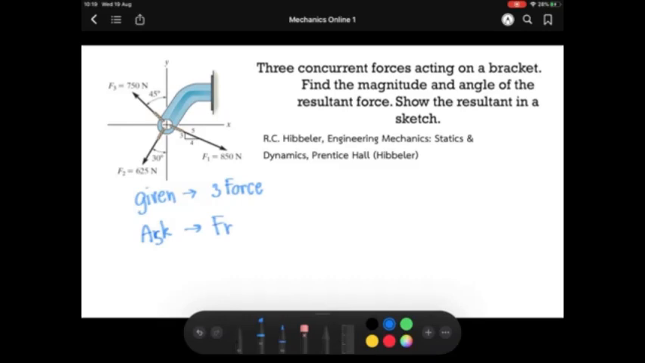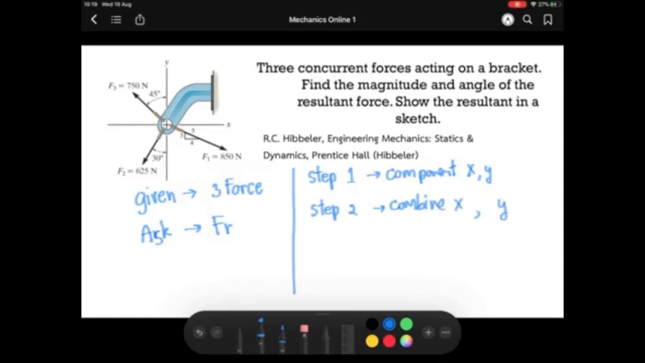So this is the basic concept of vectors. We have three steps as I told you before. The first one, we find the components of each vector in the x and y axes. And then step 2, we combine the components of x and then y. And the last step, we find the magnitude and angle of the resultant force.